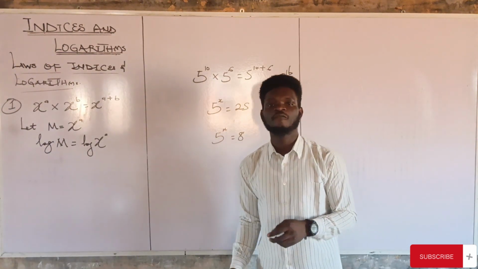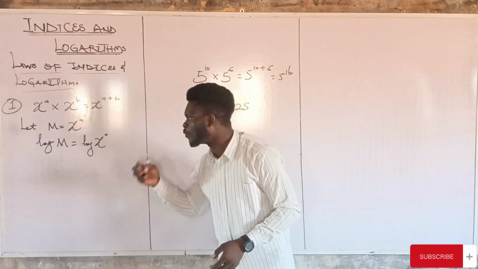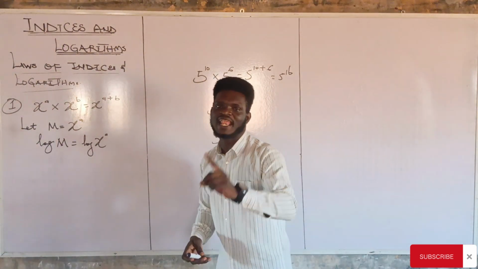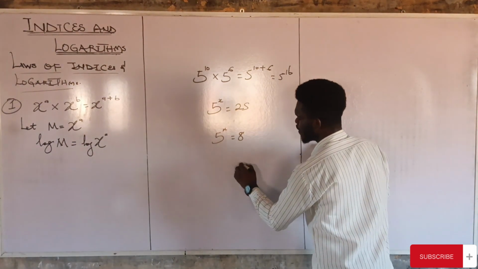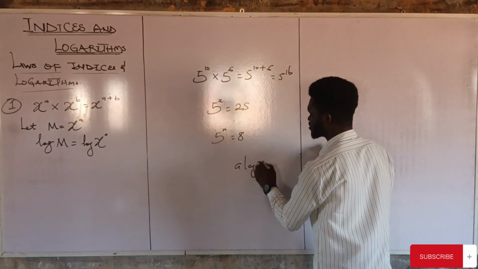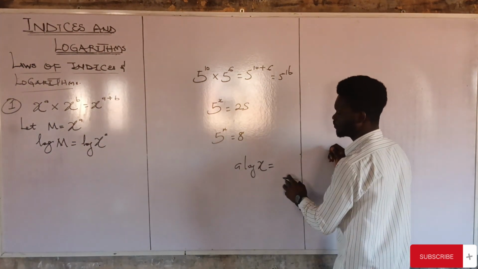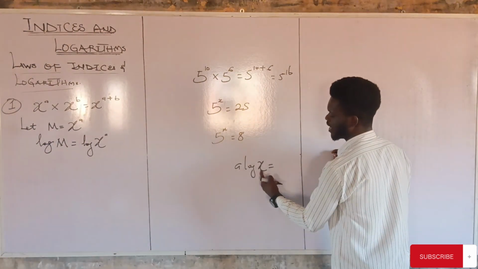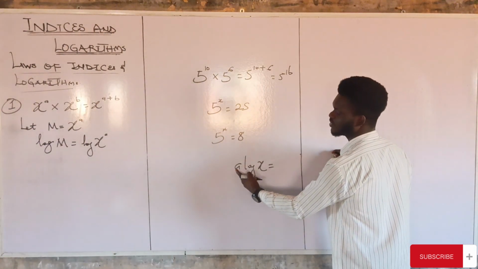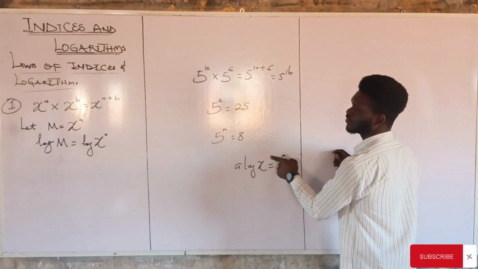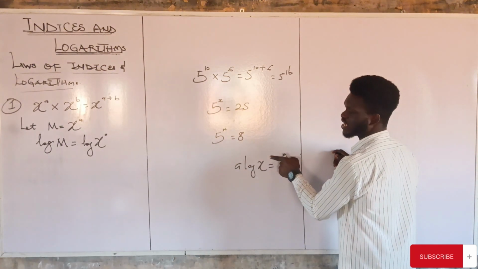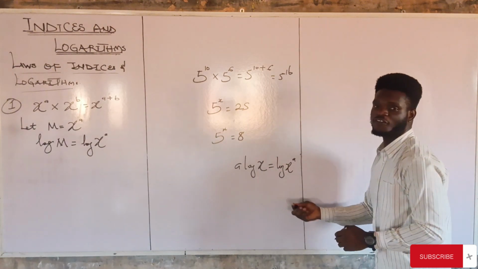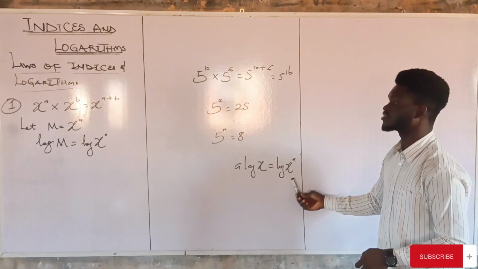If you are taking log of both sides, it is very, very simple. All you must understand is that you just take the log here and the log at the other place. Then another law you must note in logarithm is that a log x is equal to log x raised to the power of a. The a at the beginning can be transposed here as the power. So we now have log x raised to the power of a.